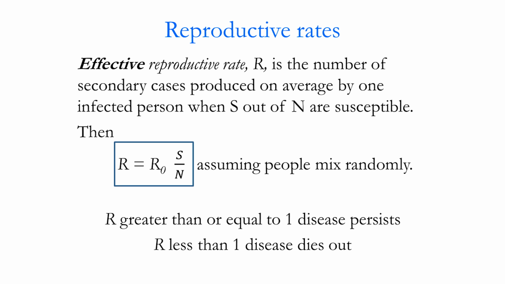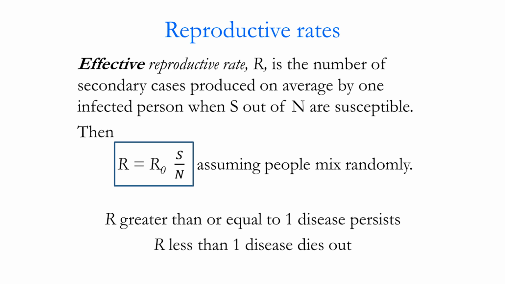And it says that the effective reproductive rate is the basic reproductive rate multiplied by the fraction of people who are susceptible. Very reasonable sort of assumption. We can sort of see if it's got the right feel to it. Suppose that everybody is susceptible, so S is equal to N on the right-hand side, then you get R is equal to R0, which is what you would expect.